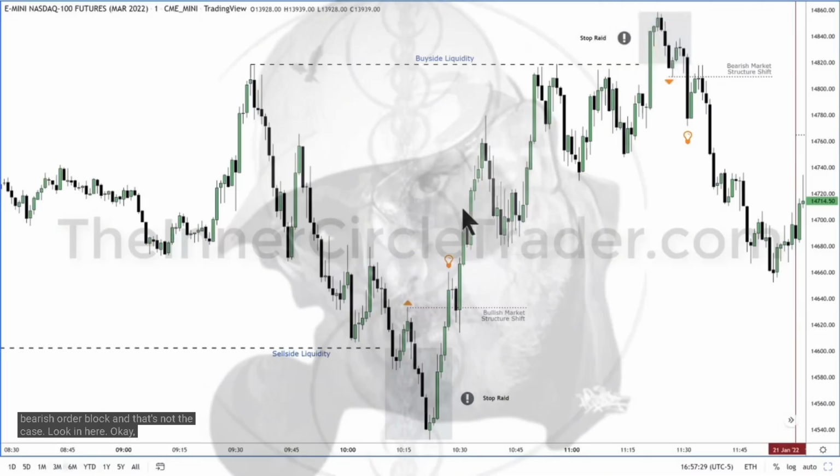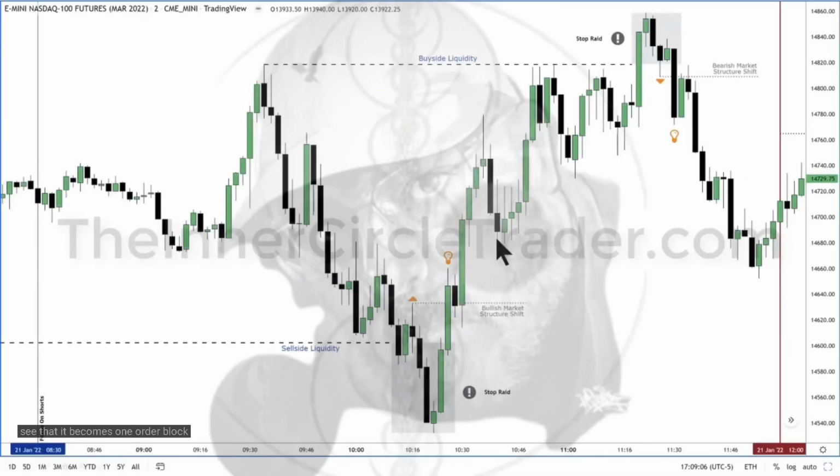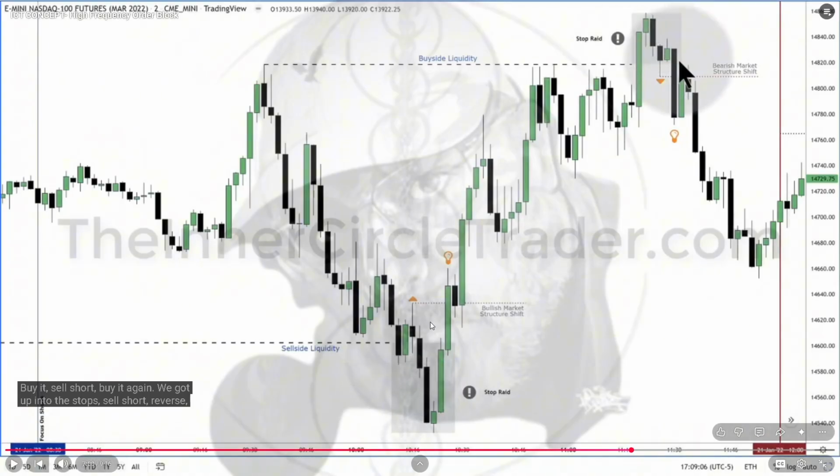Look in here. Okay, for the guys that say I did not take trades or I didn't trade this way, you see that gap right there? See that down closed candle right there? That's your order block. Boom, buy it right there. Order flow. What about this? Right here, dropping down. All these candles here are more significant if you look at it on a 2-minute chart. See that? It becomes one order block. Right in here. Buy it, sell short, buy it again. We got up into the stops, sell short, reverse. See what I mean though? Look at all of this.